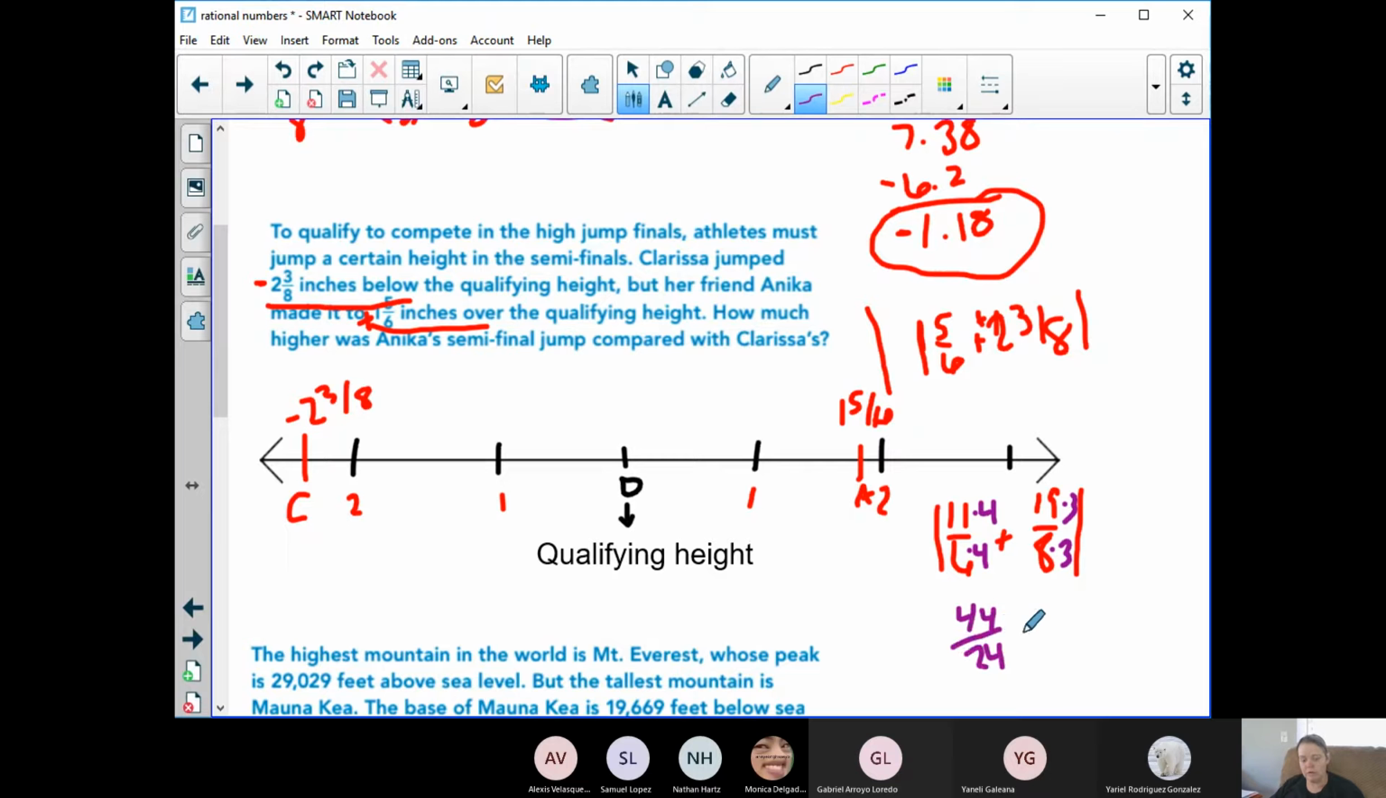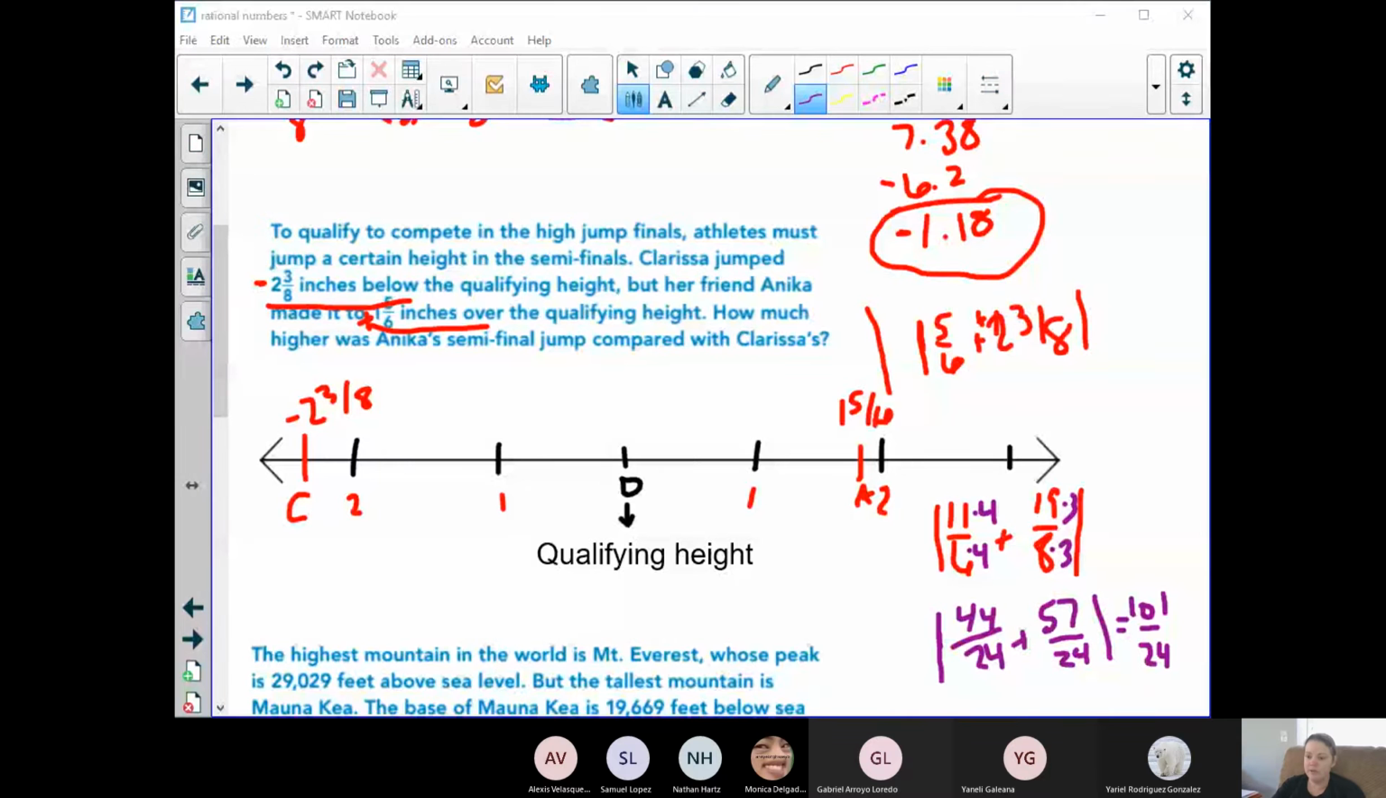So this would be 44/24 plus 57/24. And now I can add those together. So 57 and 44 would give me 101/24.